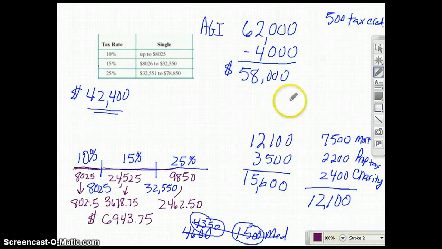But wait a minute, didn't she get a $500 tax credit? So we subtract $500 from here, and we get $6,443.75. That is the tax this woman needs to pay. That is how taxes work. This particular example comes from an earlier edition of the book, so your numbers are going to be slightly different, but you follow the same procedure.